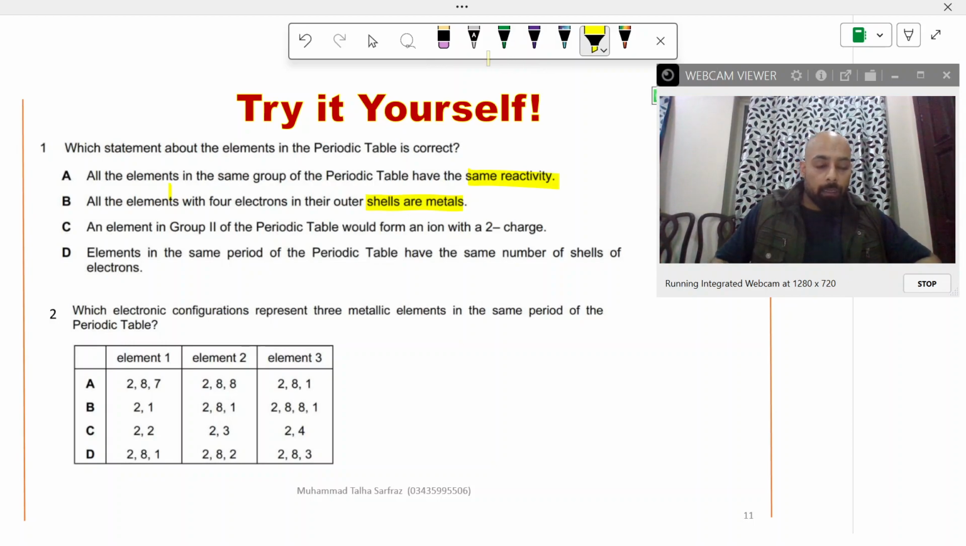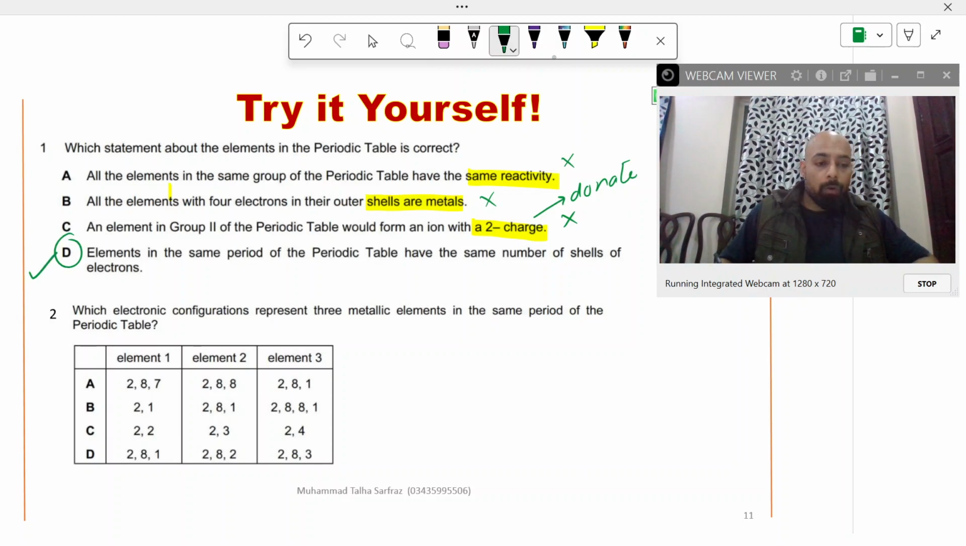An element in group 2 of the periodic table would form a -2 charge. Really? Can it form a -2 charge? If it is having 2 electrons, of course it will donate these 2 electrons, right? So this is not right. Elements in the same period of the periodic table have the same number of shells of electrons. Yes, this is what we have just studied, right? So D is the correct answer.